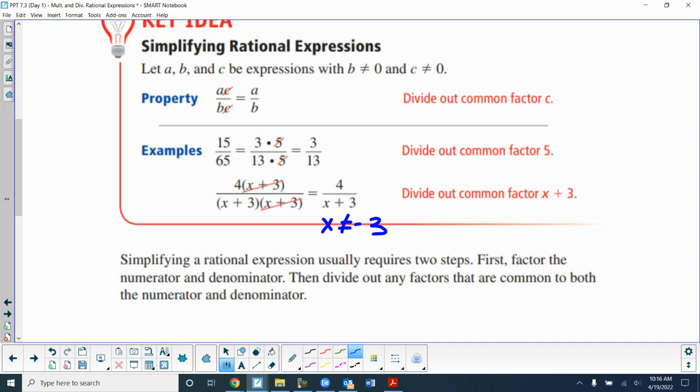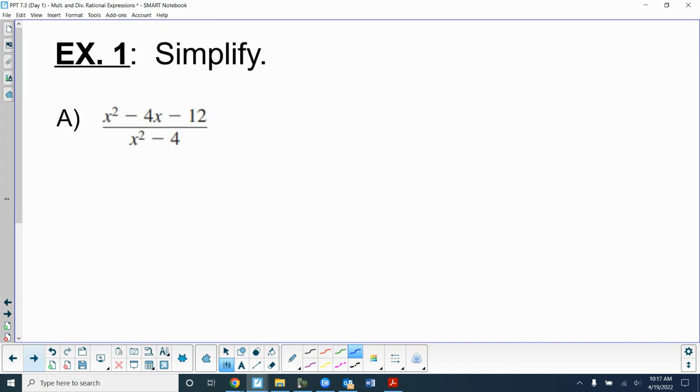All right? All right, so that's what we're going to do. We're going to take out common factors and cancel them. Some of our common factors will be numbers. Some of our common factors will be x plus 3s and x minus 2s and x's and y's, that kind of stuff. All right, so before I can simplify this, I have to factor both the numerator and the denominator.